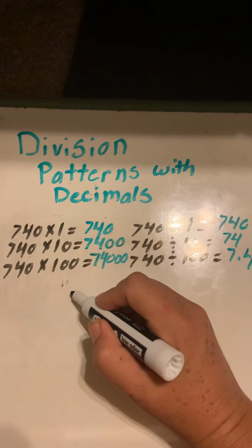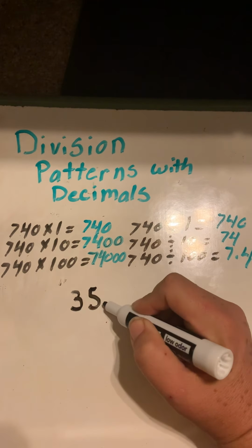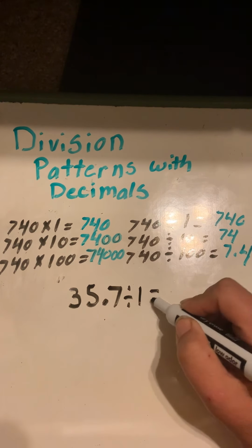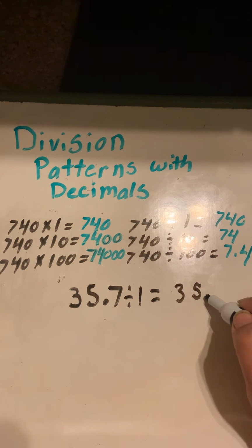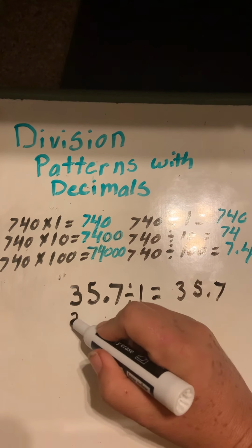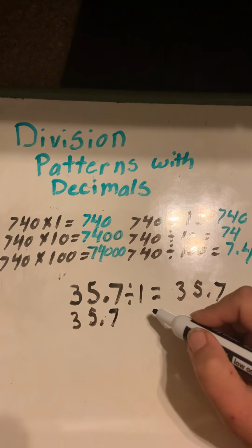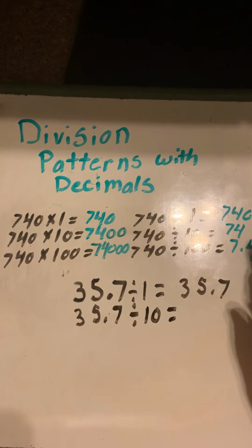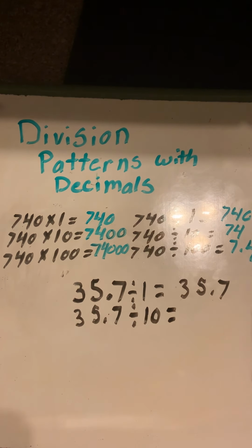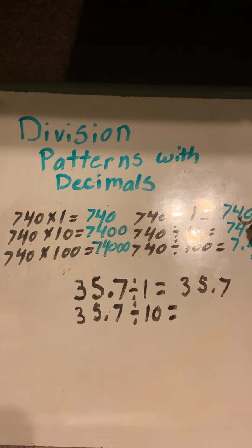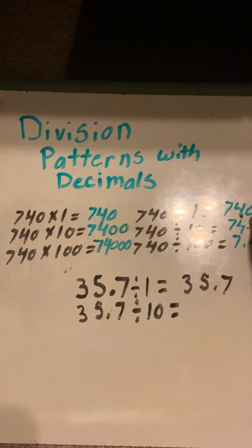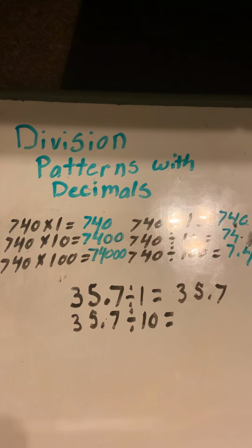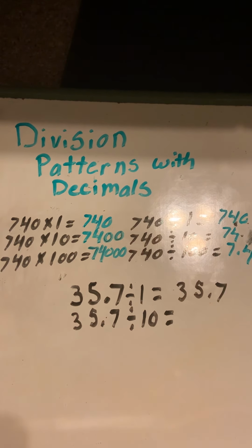Well, here we go. Let's try 35 7/10. Well, 35 7/10 divided by 1 is 35 7/10. 35 7/10 divided by 10. Well, over here, it looks like we moved our decimal place 1 to the left to get our next answer. So when you're dividing by 10, you're really moving the decimal place 1 to the left, and this works because we have a base 10 system.